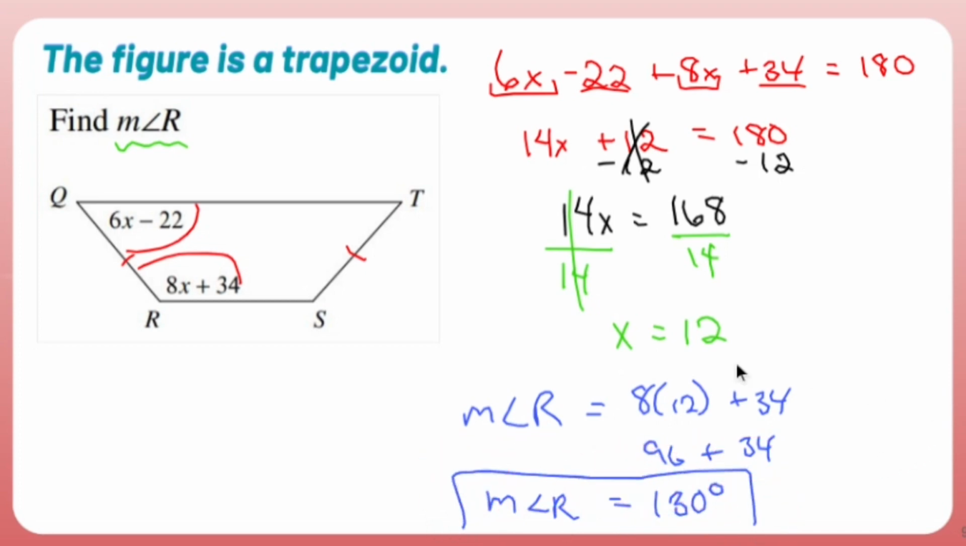Now, if you're like, oh, I don't believe you, then what you could do is plug in 12 to x up here and get 6 times 12, which is 72. 72 minus 22 is 50. So if this is 50 and that's 130, then those guys add up to 180 degrees, which is what I originally said it would. Okay? So that's how you add adjacent angles of a trapezoid if they're on different bases.